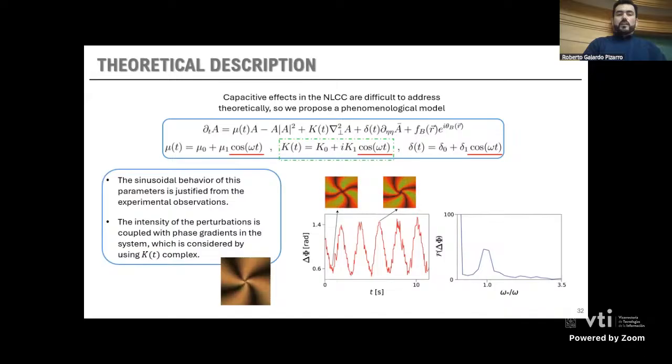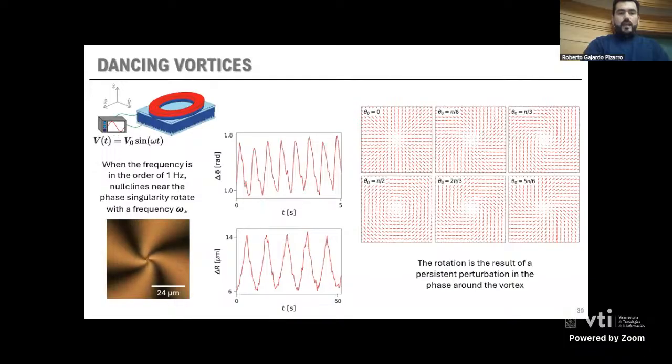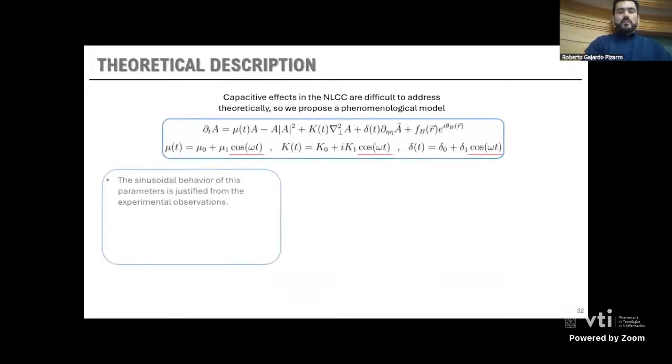For the other terms, it is only from a phenomenological point of view. For example, the delta, the elastic anisotropy, I mentioned it before, is directly related to how the molecules are oriented around the phase singularity. So if this orientation is changing, it is because the elastic stress in the system is changing, and then I promote the elastic anisotropy as an oscillatory term too. That's my only argument from the phenomenological point of view.